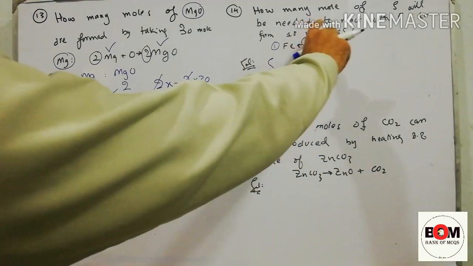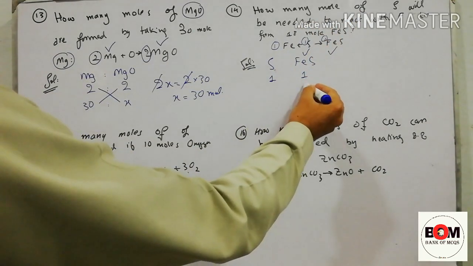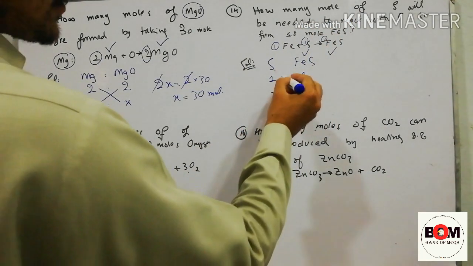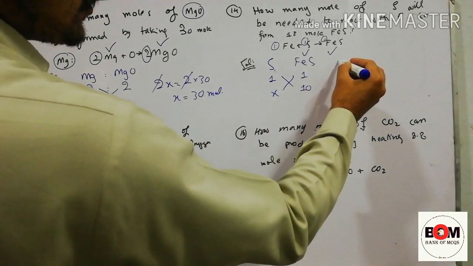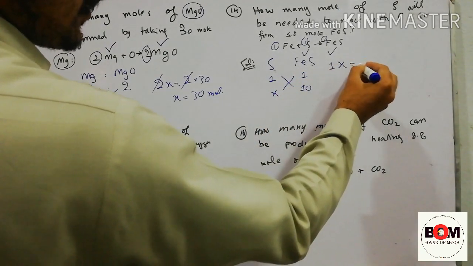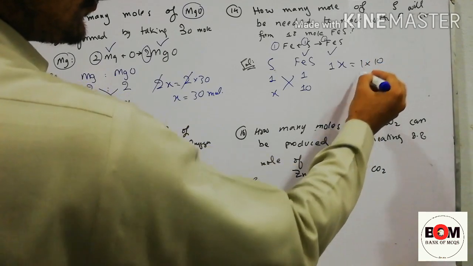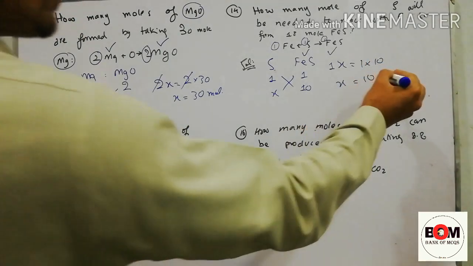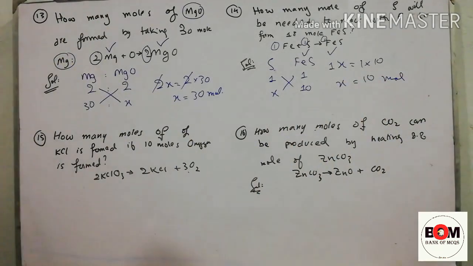Now in the question, they have given 10 mole FeS and asked to find sulfur. So by cross multiplication, x multiplied by 1 is equal to 1x and 1 multiplied by 10 is equal to 10. So x is equal to 10 mole.